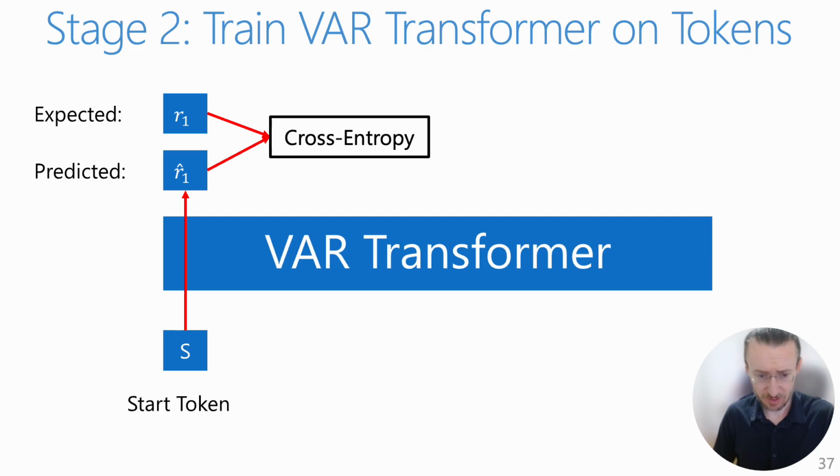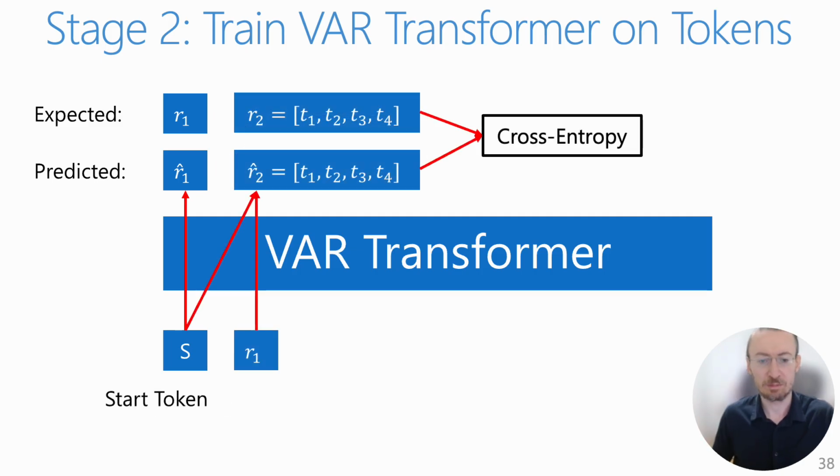So here we start from some start token, and this is the input to the VAR transformer. We have the expected resolution that we have as a ground truth, so R sub 1, and the predicted one by this autoregressive VAR transformer. So the predicted one is denoted as R sub 1 hat. Then we just compute the cross-entropy loss between the R sub 1 and the R sub 1 hat, so this expected and predicted resolutions, and this cross-entropy loss is simply used to update the parameters in the VAR transformer.